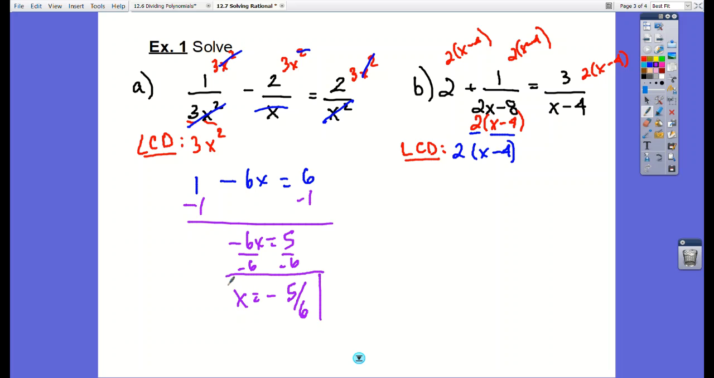That's the answer, and then we do a mental check. 0 is the excluded value. Our answer is not 0.